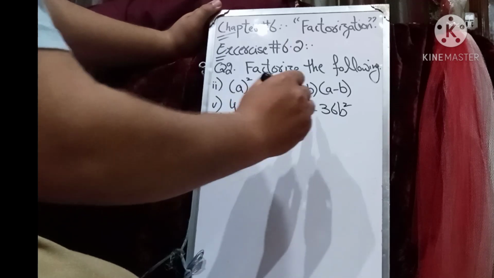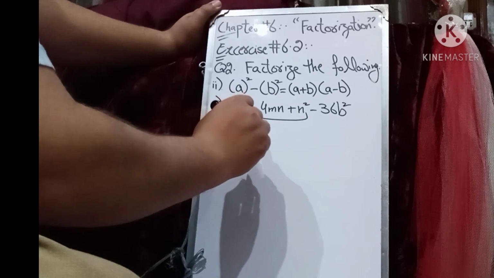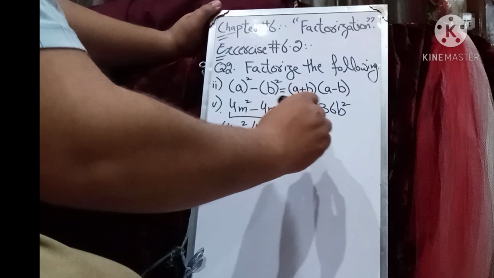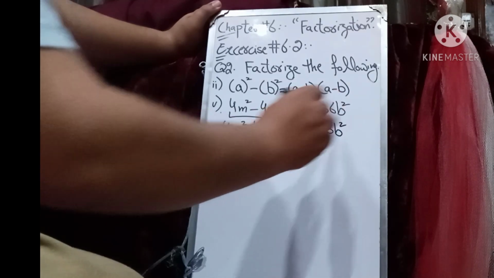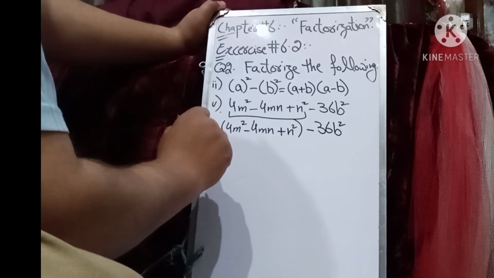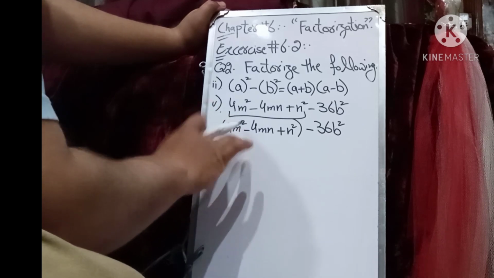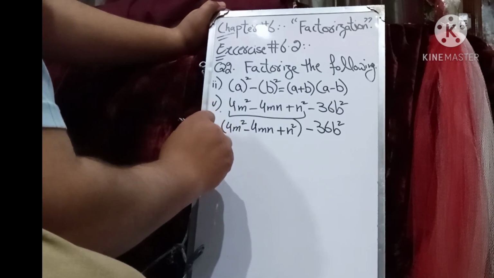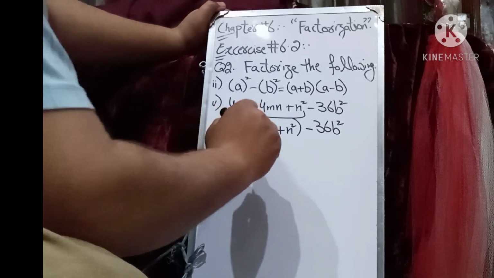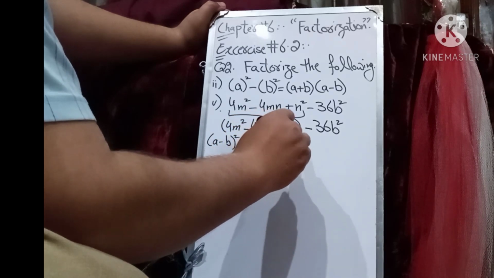In the next part we have 4 terms. So first 3 terms you should make a perfect square, then make it with the 4th term. So 4m square minus 4mn plus n square minus 36b square is given. So you can see that we have written the first 3 terms in brackets. So you will make it a perfect square.